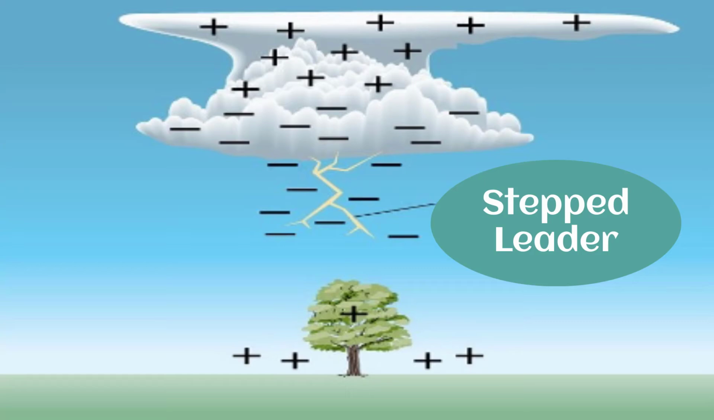Lightning starts as a stepped ladder. And what is a stepped ladder? A stepped ladder is a small invisible finger of negative electrical charge that moves from the base of the cloud towards the ground or even to another cloud in search of positive charges.